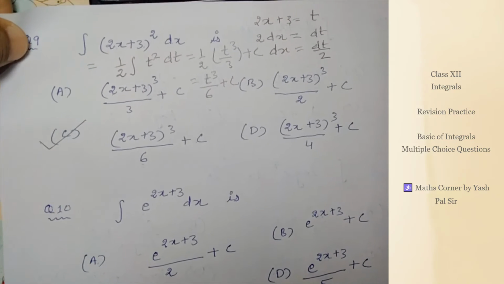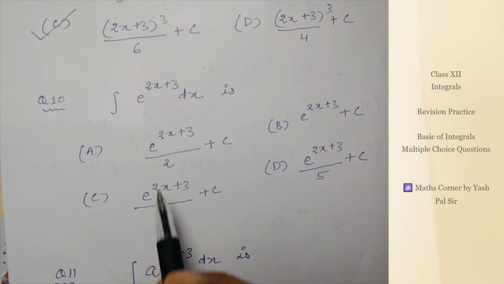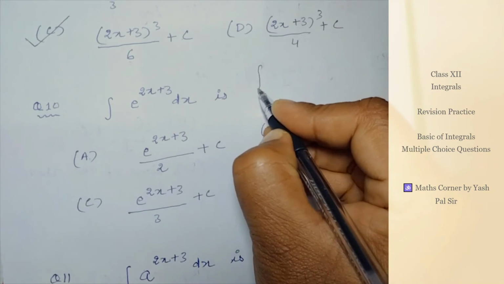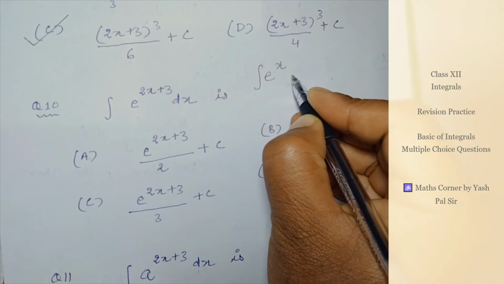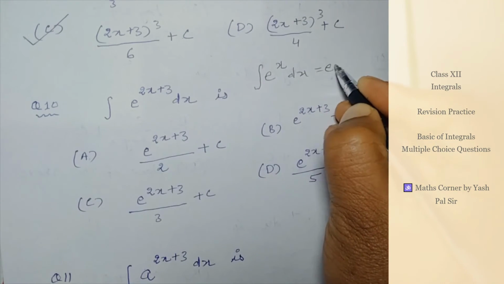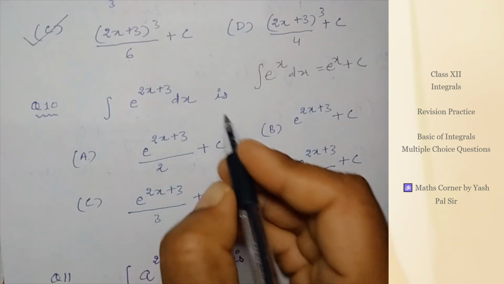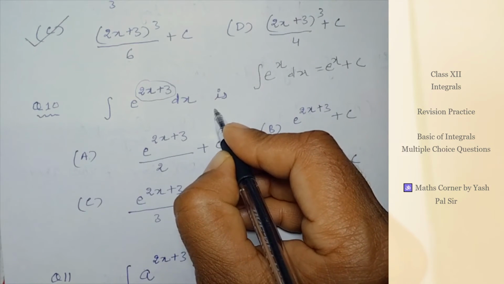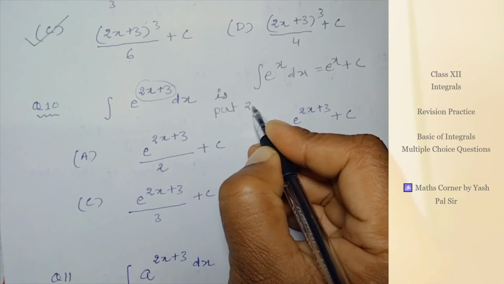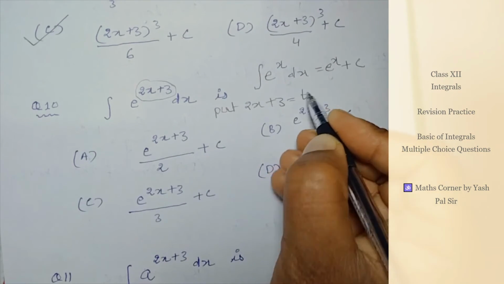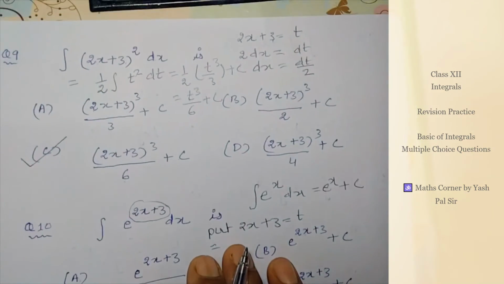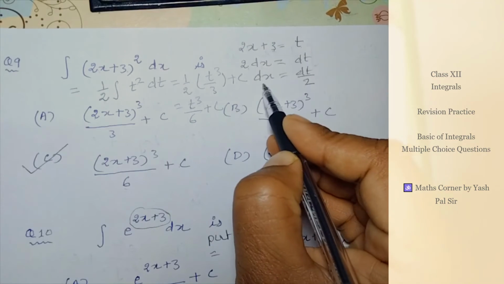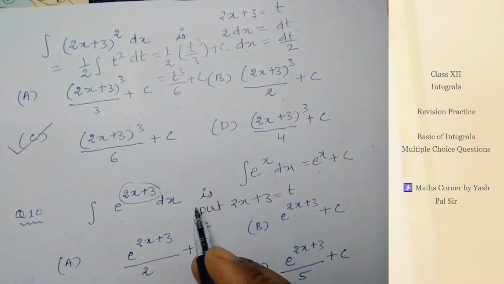Now next question. Question number 10. We have e raised to power 2x plus 3 dx. Here also we know that integration of e raised to power x is e raised to power x plus c. But here in the question we have 2x plus 3. So chain rule, we put 2x plus 3 equal to t. 2 into dx is equal to dt. dx is equal to dt upon 2.